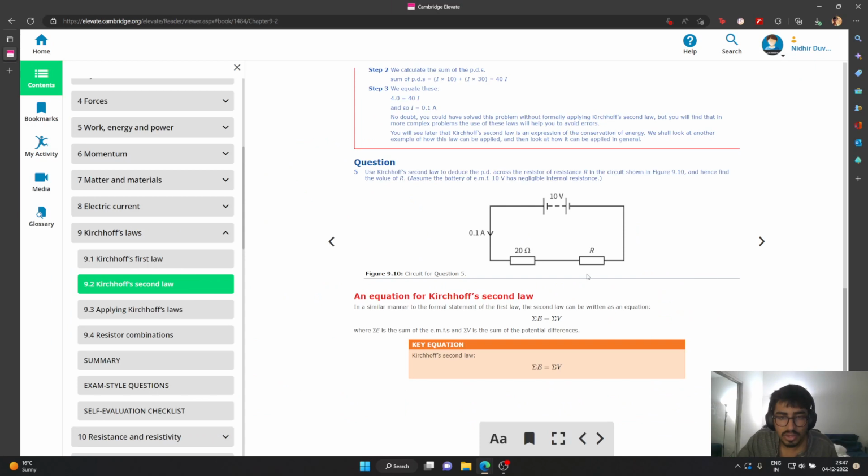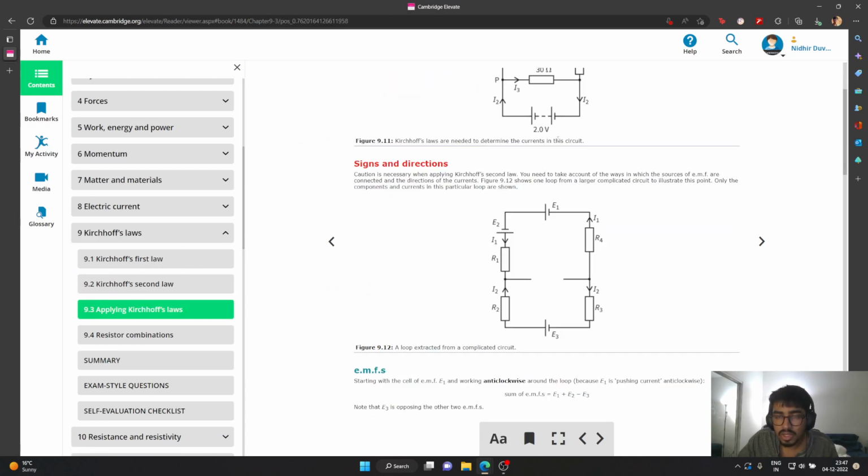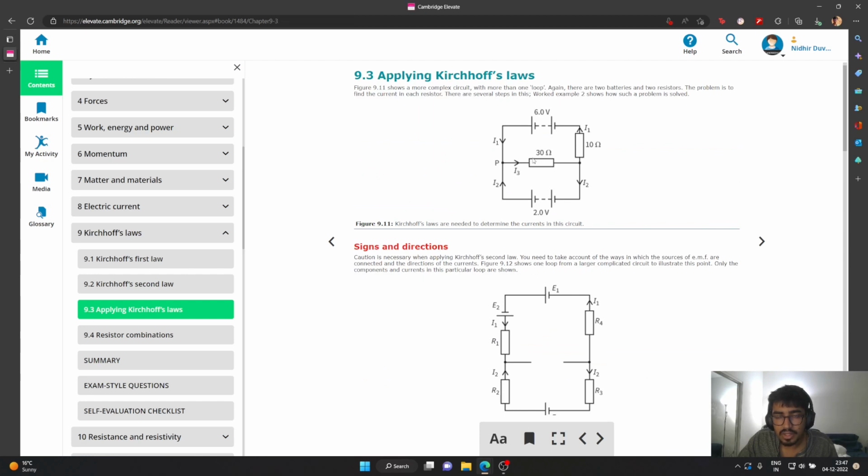Okay, let's do more questions, because that's all we are going to do. Let's do a more complicated question where there are, say, two loops, something like this. So this is a more complicated question.